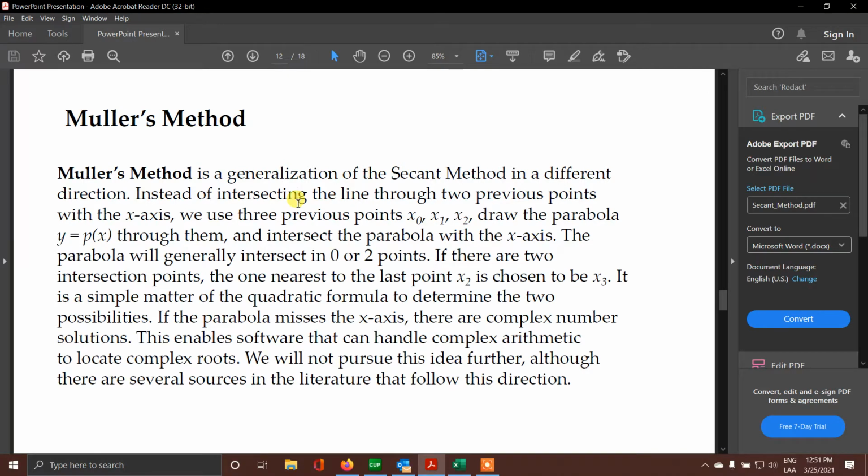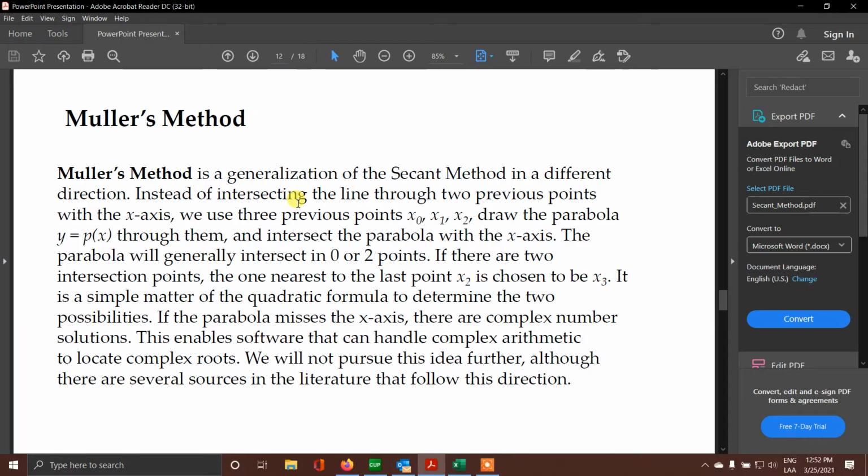So this condition enables the software to handle complex arithmetic numbers, to locate complex roots, because we also have complex roots. However, in this class, we will not pursue this idea because, as I said, it's not that important to study complex numbers while we're solving transcendental and algebraic equations. So you can actually find this method very easily if you go to literature. But in general, we have a better option for this.